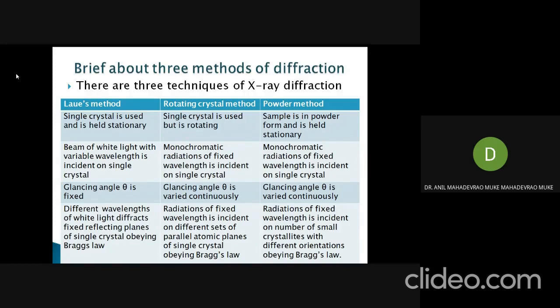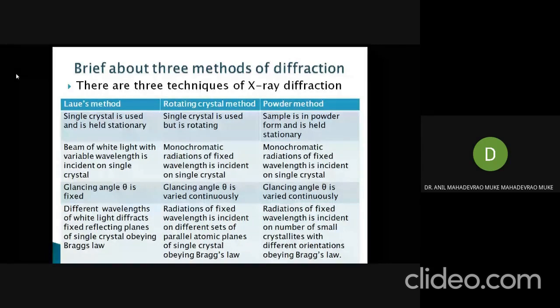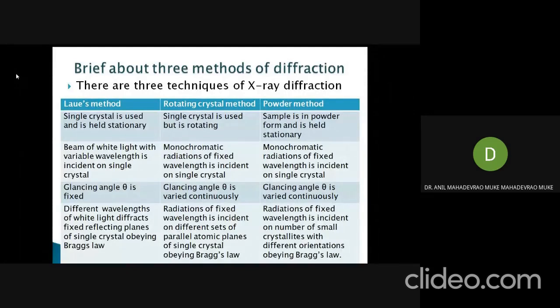Then, in the single crystal, a beam of white light, not exactly monochromatic, but a variable frequency X-ray. There are different kinds of X-rays, so a range of wavelengths will be incident. Sometimes white light means, but not that particular white light, ordinary light. It has to be X-ray only. So white light with a variable wavelength is incident on the single crystal, whereas monochromatic radiation of fixed wavelength is incident on the single crystal in the case of the rotating crystal method. So this is the difference.